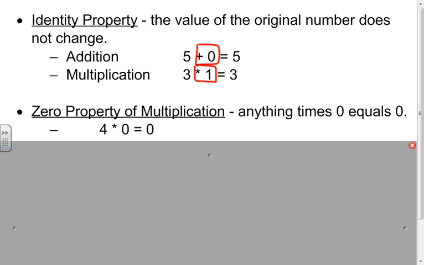4 times 0 equals 0. Doesn't matter what this number is. If I multiply by 0, my answer is always 0. That's called the zero property of multiplication.